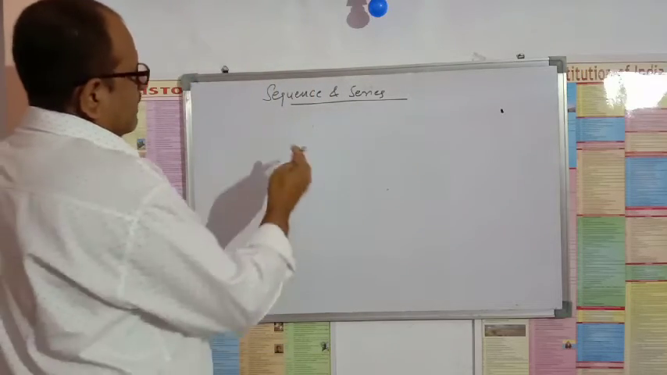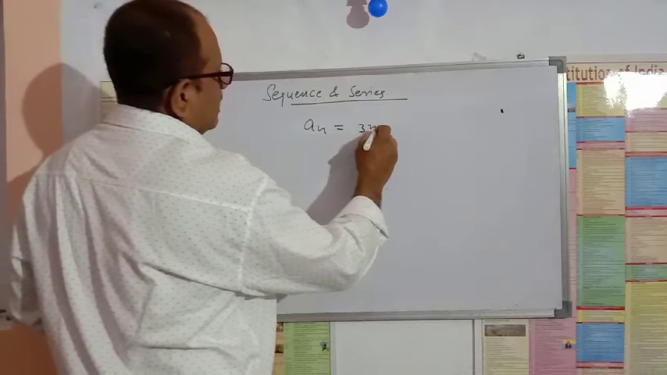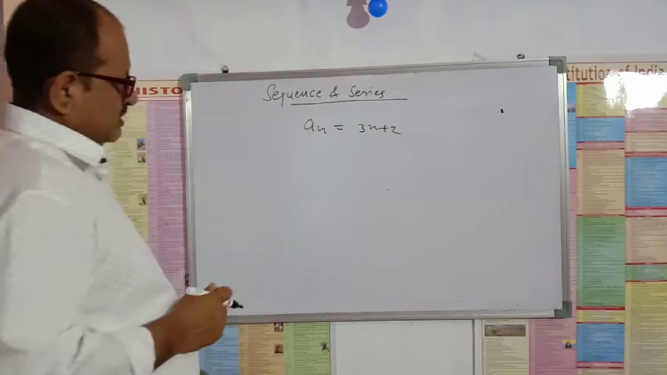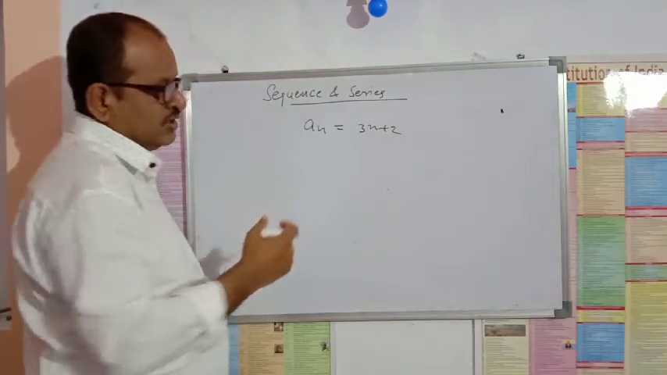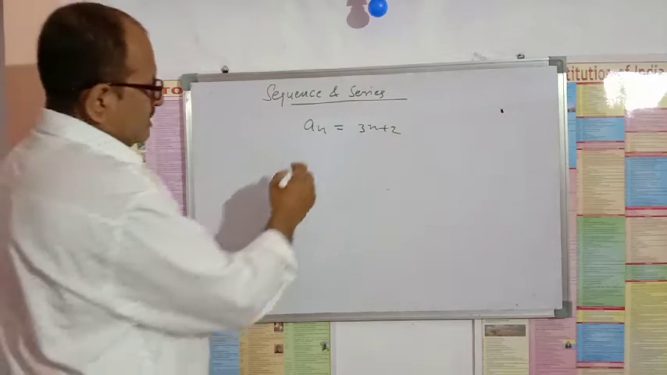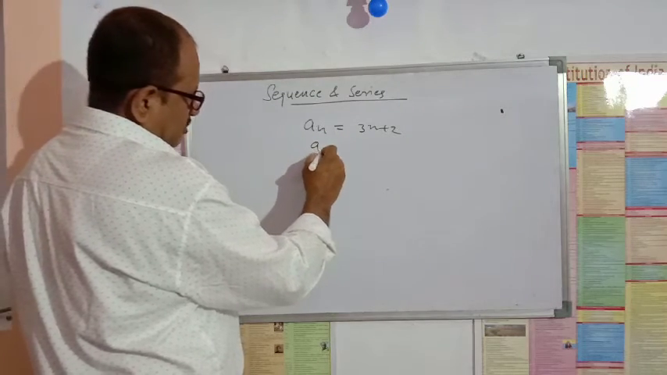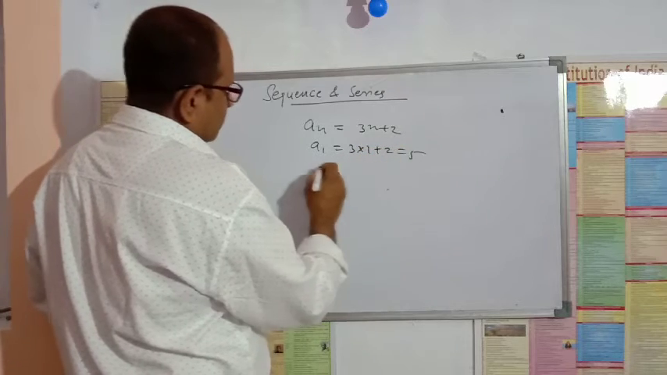Suppose the general term of a sequence a_n is 3n + 2. a_n means the nth term of the sequence, 3n + 2. So write the first four terms of this sequence. How can we write them? Put n equal to 1. So the first term will be 3 into 1 plus 2, which is 5.